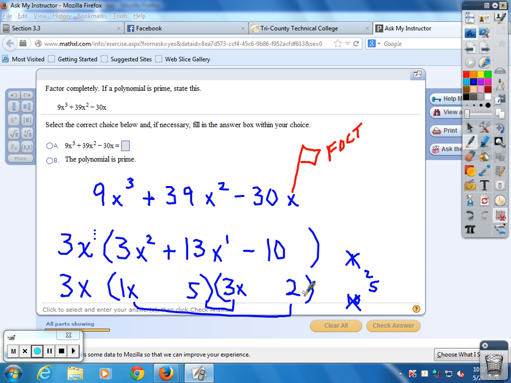Now, this means that the biggest number has to be what? So what's bigger, 2x or 15x? 15x, Hubert. That's right, class. And then what does this mean? Like or unlike? Like. So that's minus. So your final answer is 3x times x plus 5 times 3x minus 2.